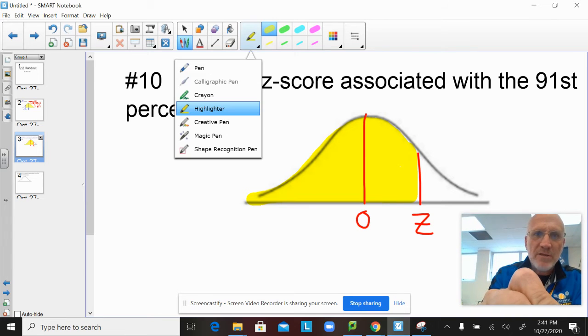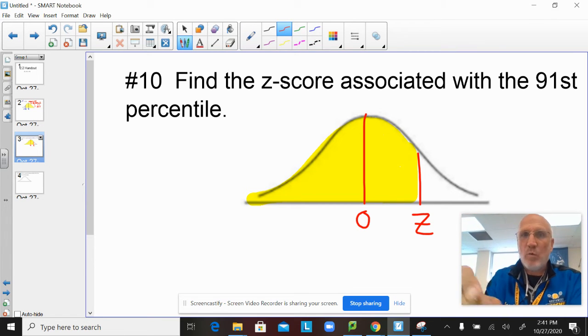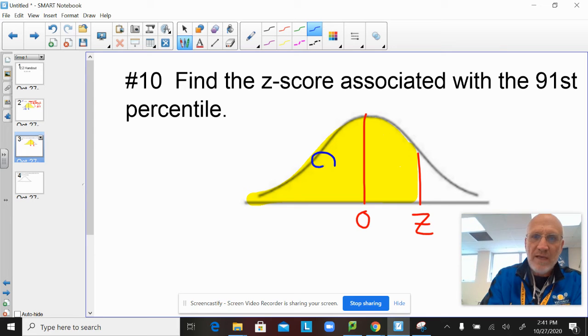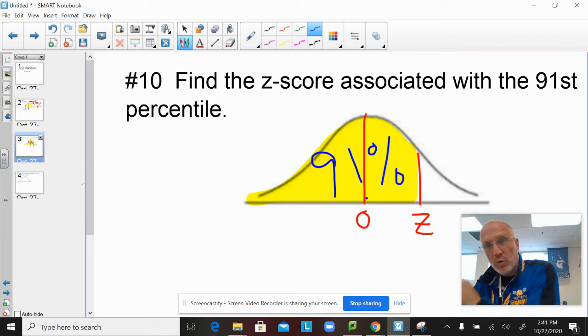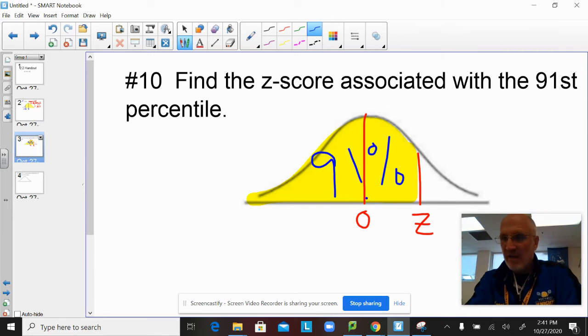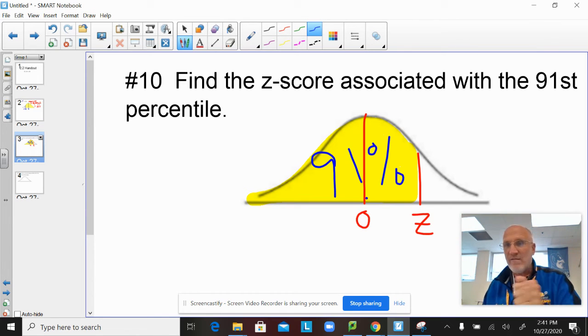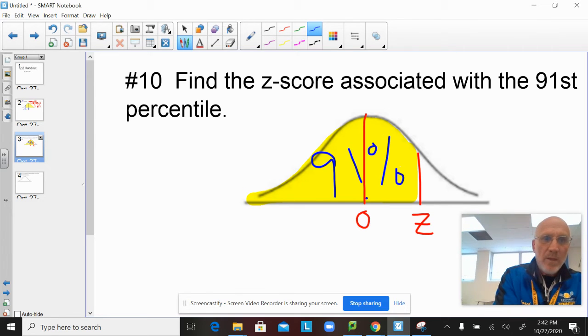This problem tells me that that area is 91%. So all of that area is 91%. The question is, what z-score has 91% of the data to the left of it? Well, you have to know, since this gives us the percentage and asks for the boundary, that's where inverse normal comes into play. And you have to know that the inverse normal function on your calculator needs the area to the left, which this problem conveniently gave us. So I would use inverse normal on this.